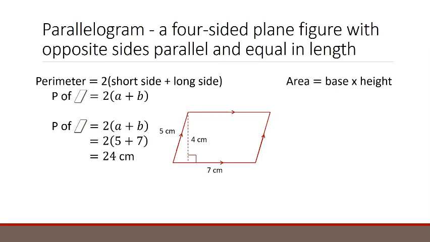For the area, it's simply base times height. And we're given the height in this question. So A equals BH, the base is 7, the height is 4, 7 fours are 28 centimetres squared.